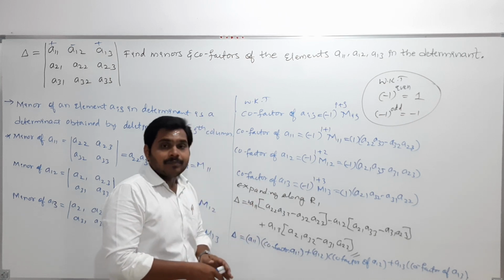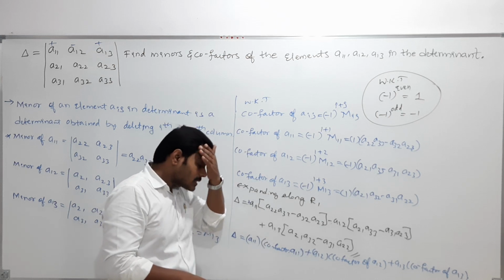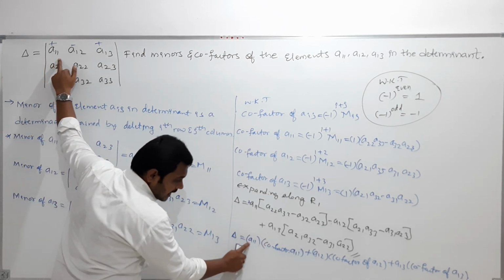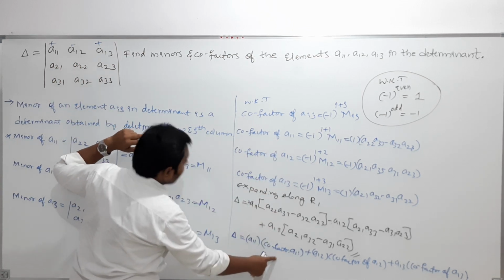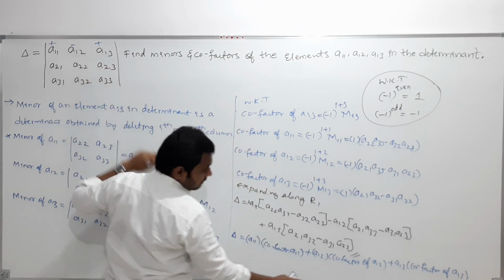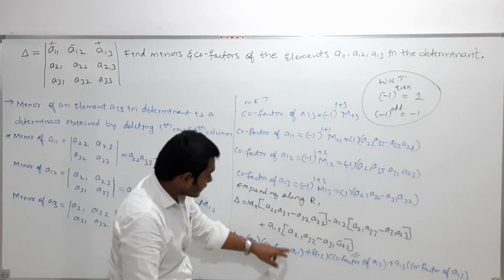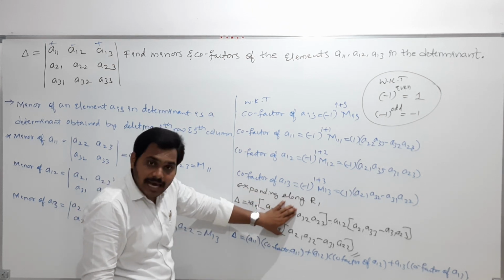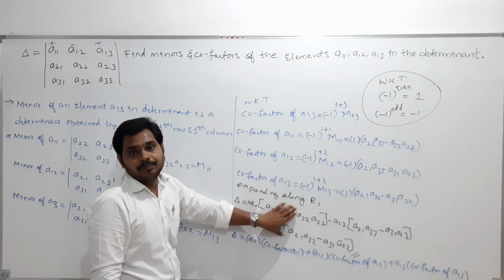For example, whatever I told you, I am showing the result here and verifying in front of you. Along R1, I am considering A11, and I multiplied A11 with the cofactor of A11. Clear? And the A12 element I multiplied with the cofactor of A12. The element A13 I multiplied with the cofactor of A13. This is nothing but the determinant value after expanding along R1. Whatever value you get, if you solve this, you get the same value.